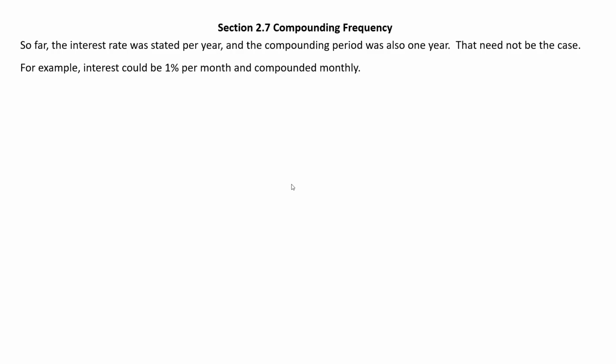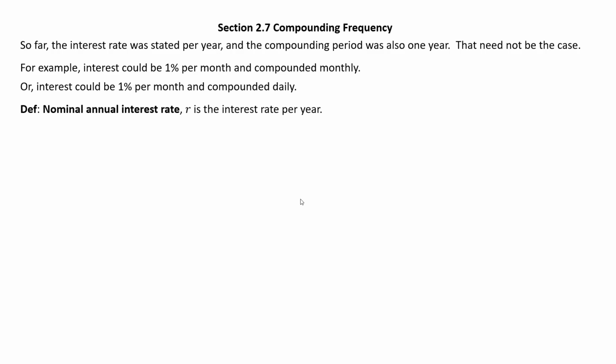For example, interest could be 1% per month and compounded monthly. That's a possibility. Or instead of saying 1% per month, I could have said the same thing as 12% per year and compounded monthly. That's a possibility. And compounded daily.